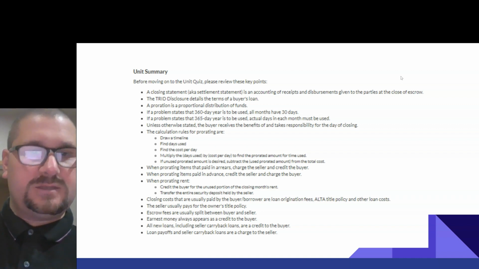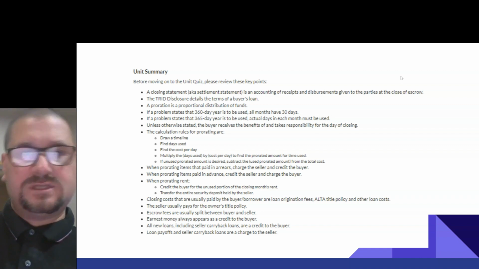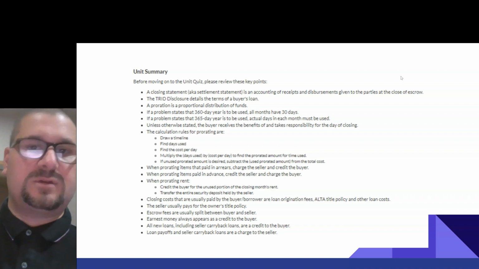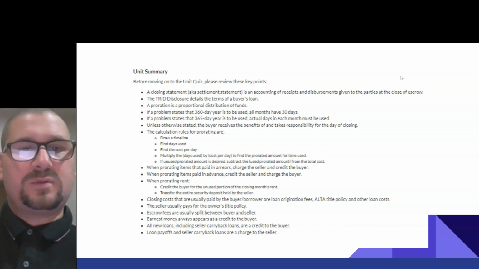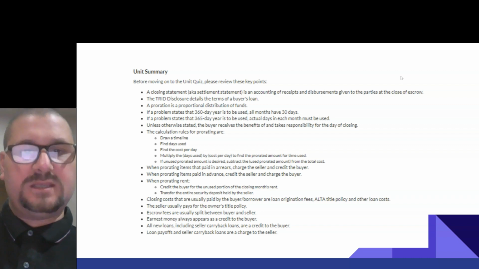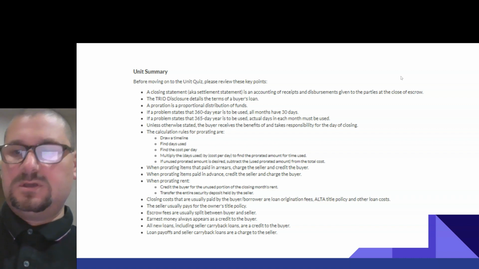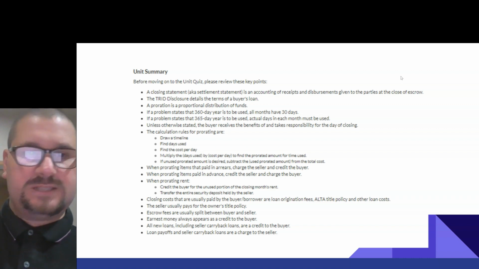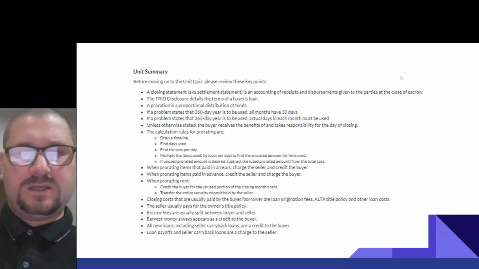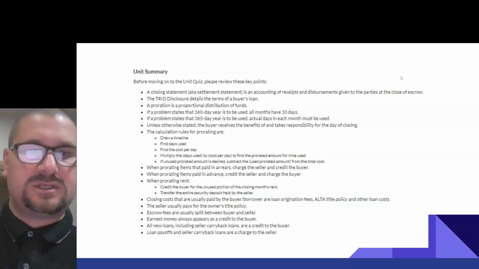When prorating items that are paid in arrears, you want to charge the seller and credit the buyer. When prorating items paid in advance, you want to credit the seller and charge the buyer. When prorating rent, you want to credit the buyer for the unused portion of the closing month's rent. You want to transfer the entire security deposit held by the seller.